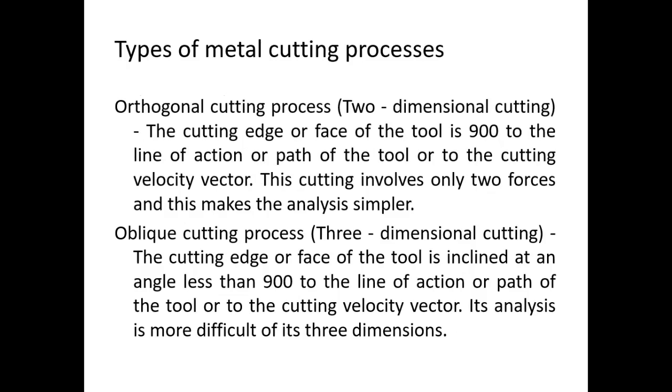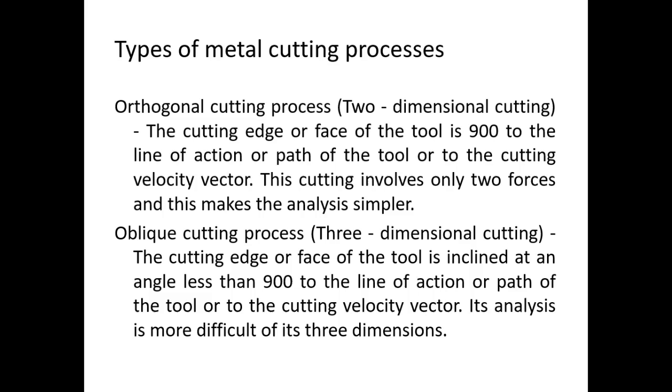So, types of metal cutting process. Here we come across two different types: orthogonal cutting and oblique cutting. Orthogonal cutting is nothing but 90-degree cutting or two-dimensional cutting. The cutting edge or face of a tool is at 90 degrees to the line of action or path of the tool, or cutting velocity vector. Here only two forces are acting upon the workpiece. When the cutting edge or face is exactly perpendicular to the workpiece, that is called orthogonal, 90-degree or two-dimensional cutting.